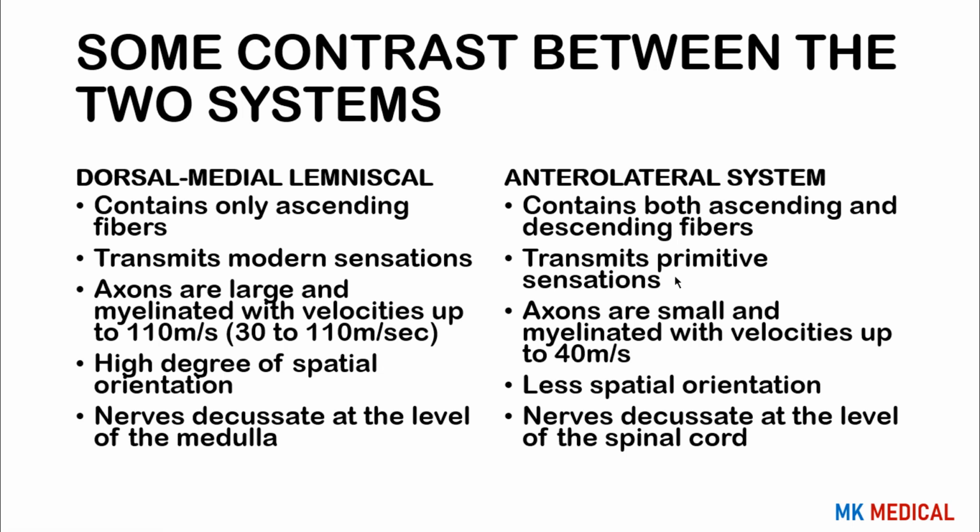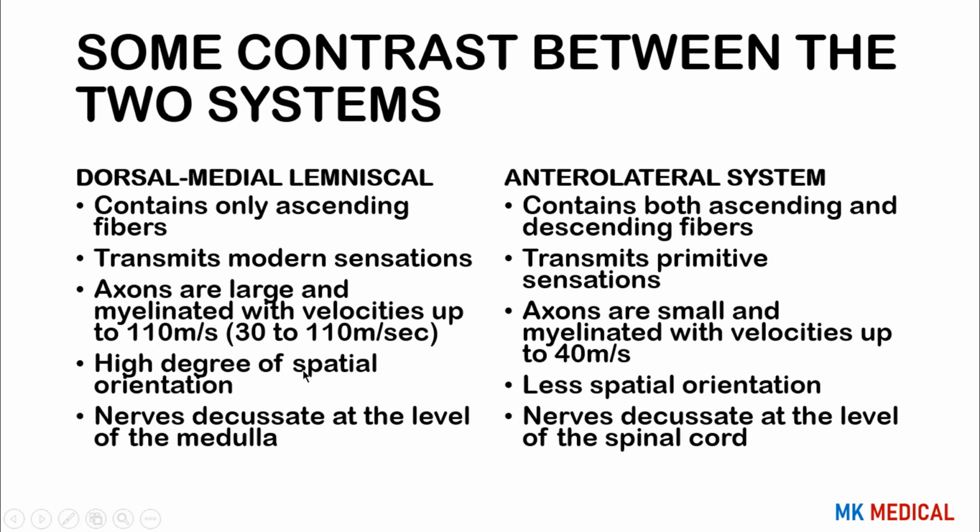Then the axons that are found in the dorsal system are very large and they are myelinated, meaning that they're going to be carrying these impulses at very fast speeds. They can actually reach as high as 110 meters per second, from about 30 to 110 meters per second. While the axons in the anterolateral system are much smaller in comparison to the ones in the dorsal medial system, and they have velocities of about 40 meters per second.